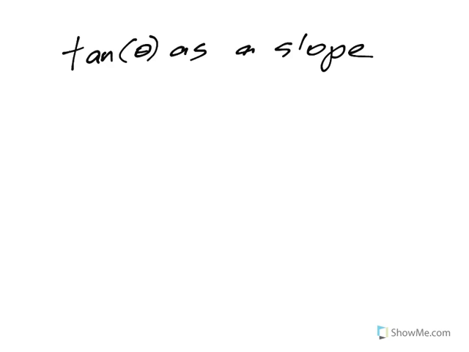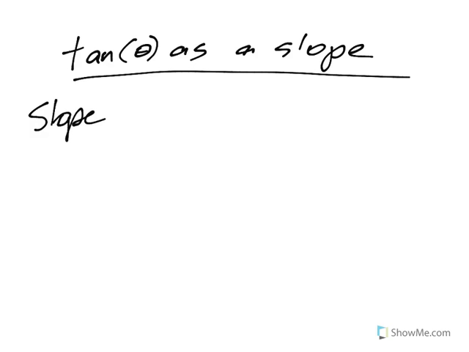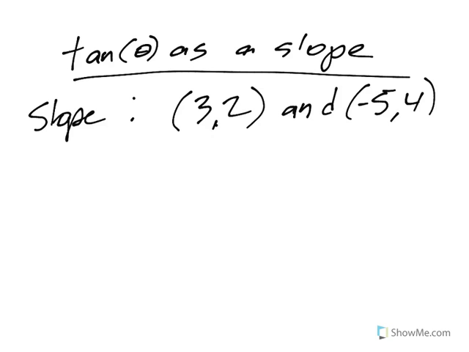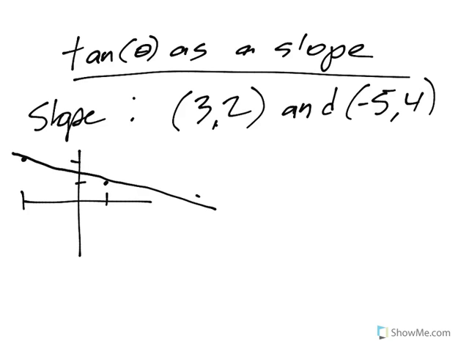So I want to start with a review of how you get the slope of a line, and I know you know this, but I always think it helps to look at a review. So let's try to get the slope of a line going through the ordered pairs (3, 2) and (-5, 4). And a quick picture of that is, there's (3, 2) and (-5, 4). So we're looking at the slope of that line.